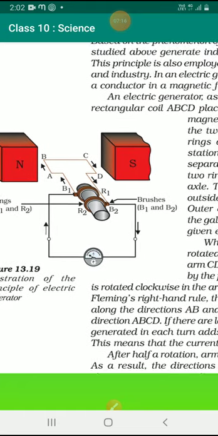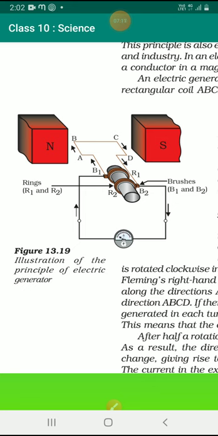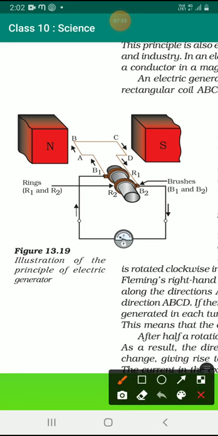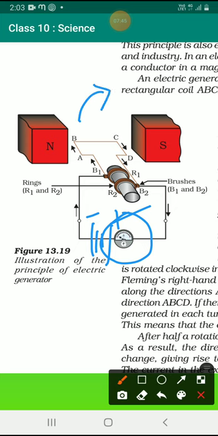I hope you understand it. So, let me tell you one more very interesting thing. Can I make this generator as a motor? Yes, it is very simple. How? I must remove the galvanometer. Instead of the galvanometer, I must attach this to the battery, positive and negative. Then again, the current is going to pass through that and it starts rotating.